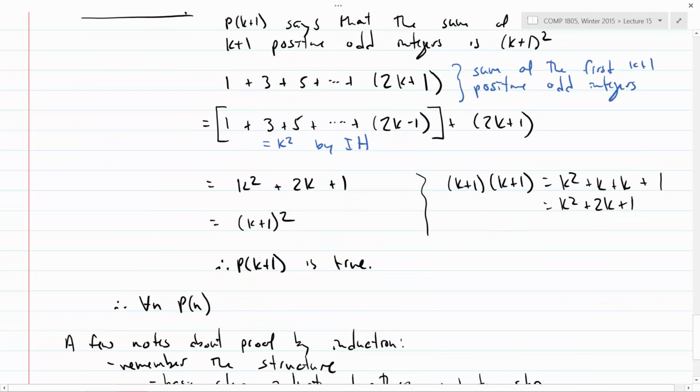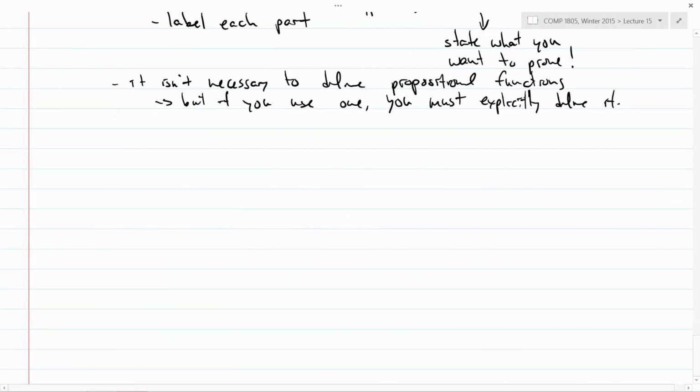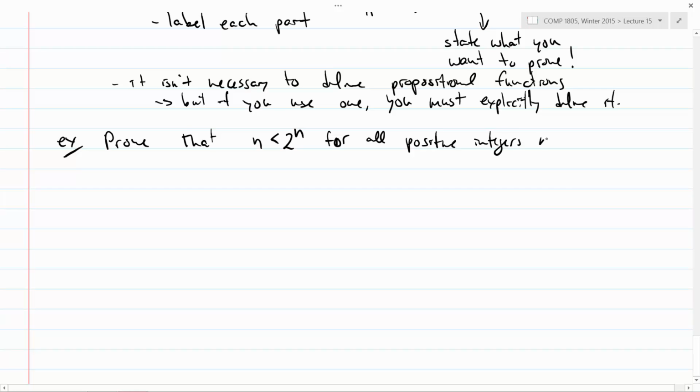All right. So induction works on inequalities too. Let's prove that n is less than 2 to the n for all positive integers n. So we have these three parts as usual. We have a basis step.